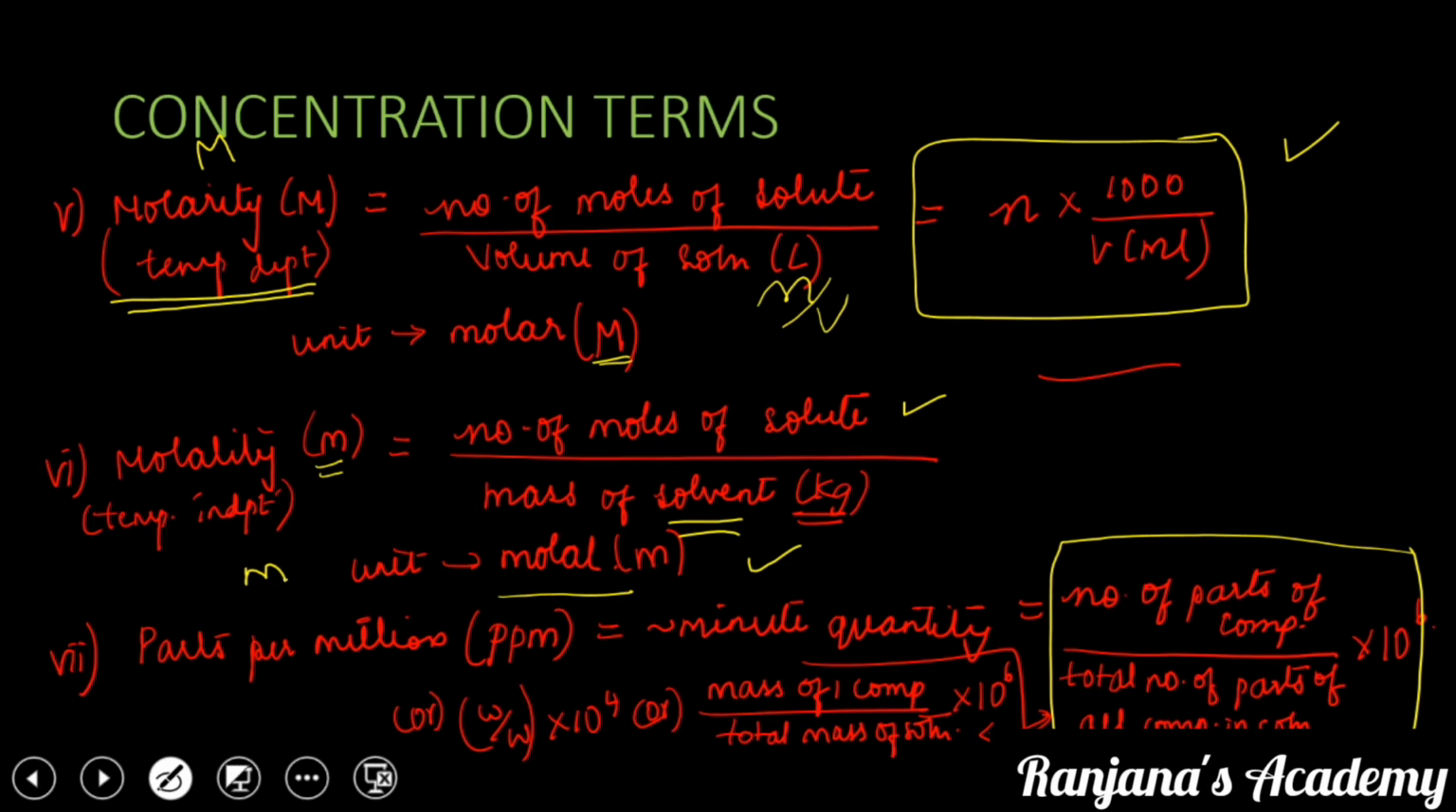Now what is parts per million? Million is 10 to the power 6. This is actually a minute quantity. How do you calculate this? The formula is the number of parts of the component divided by the total number of parts of all components in the solution, into 10 to the power of 6.